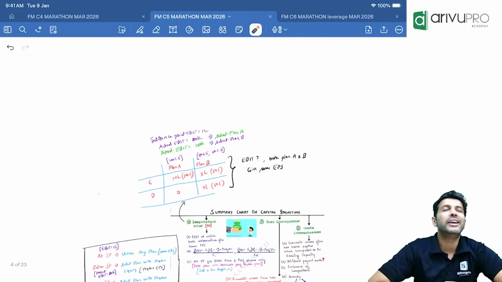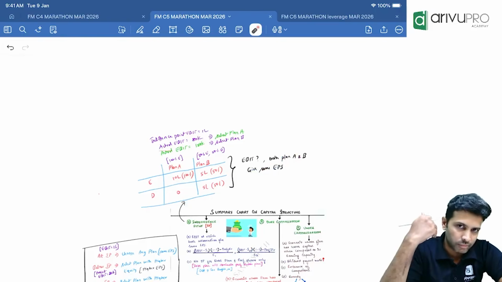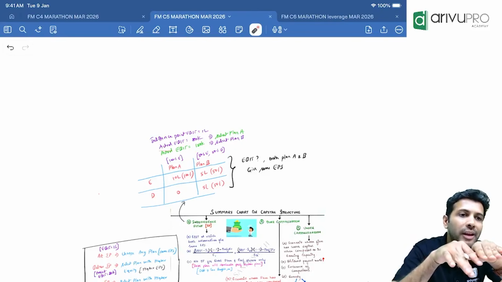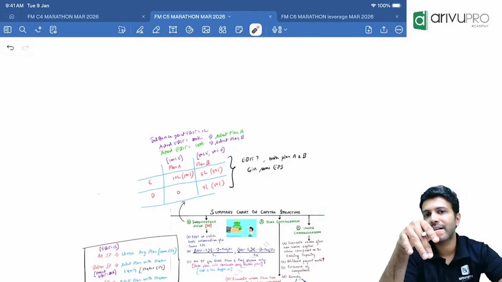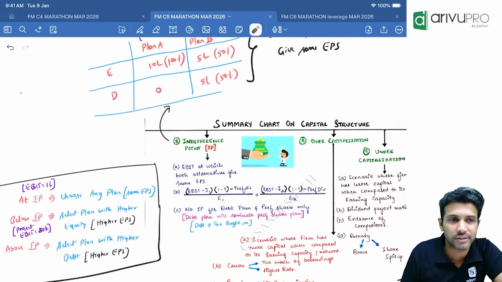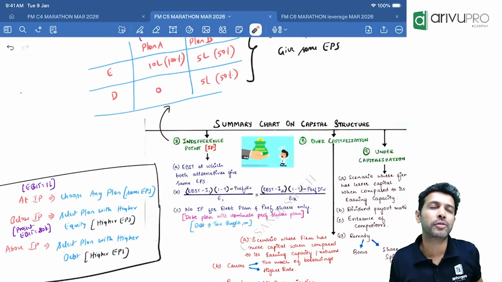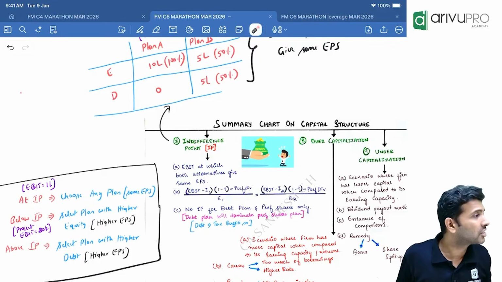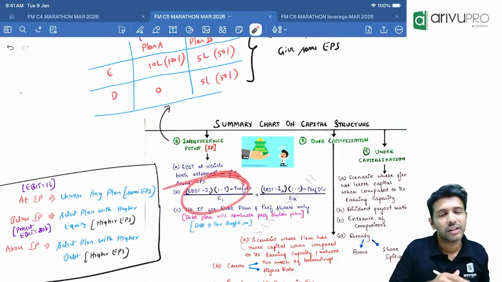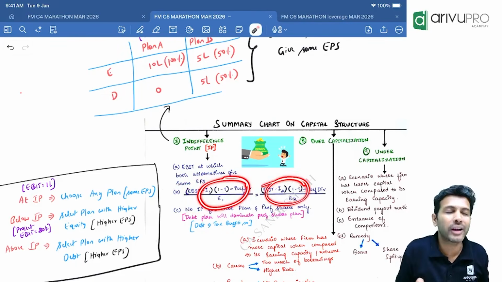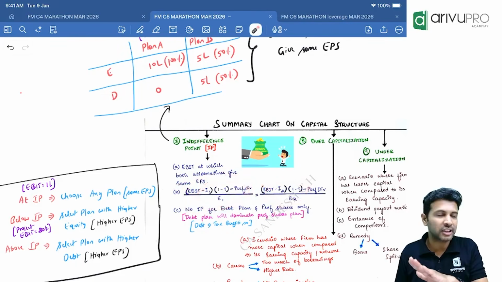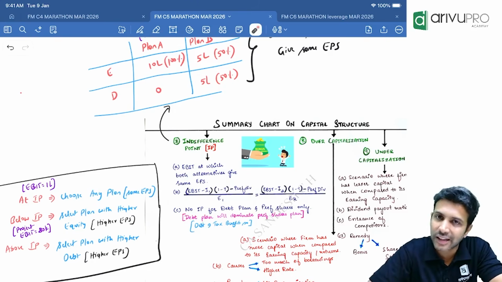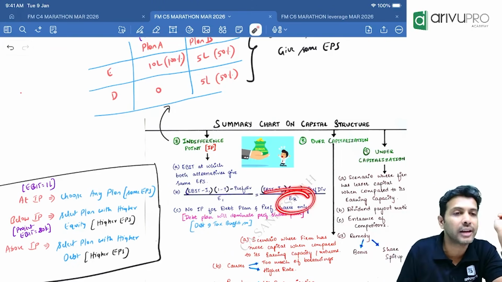Next, indifference point. Indifference point means whether you go for one plan or whether you go for second plan, EPS will be the same. What should be the EBIT so that both the plans will give you the same EPS? So indifference point is given by the formula (EBIT minus I1) into (1 minus tax rate) minus preference dividend, divided by E1. This is plan number 1's EPS equated with plan number 2's EPS. Expressed in algebraic way, what's the formula? (EBIT minus I2) into (1 minus tax rate) minus preference dividend, divided by E2.